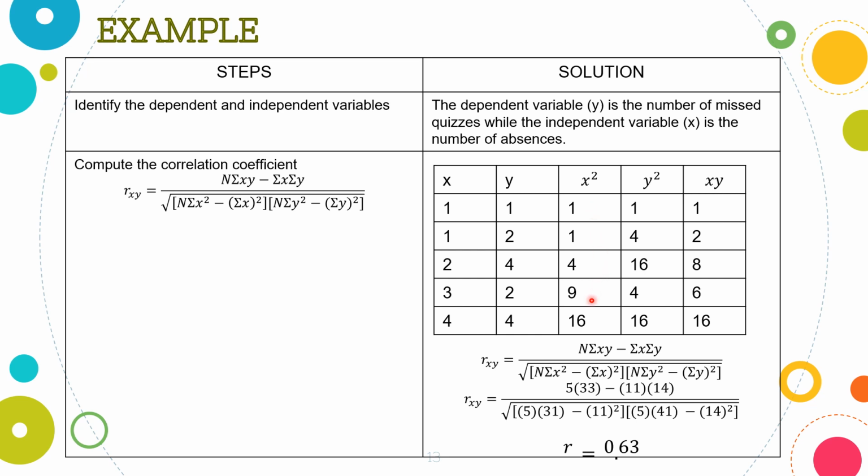1, 1, 4, 9, 16. So, 1, 4, 16, 4, 16. Then, 1 times 1, 1. 1 times 2, 2. 2 times 2, 2 times 4, 8. 3 times 2, 6. And 4 times 4, 16.